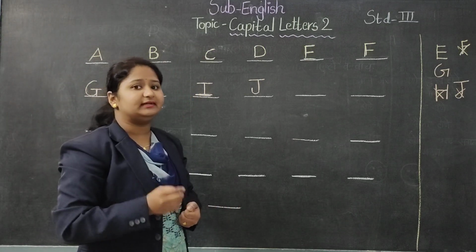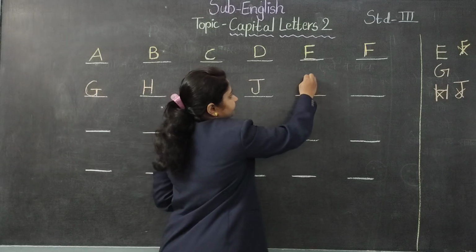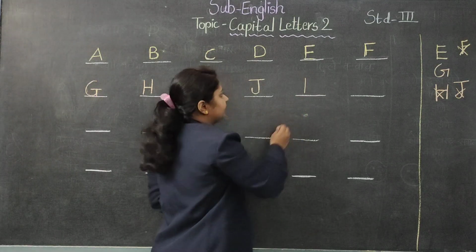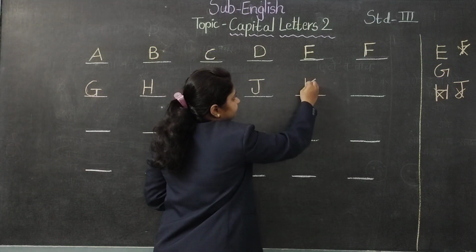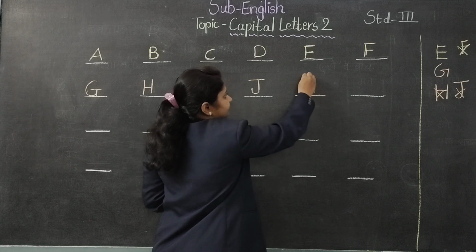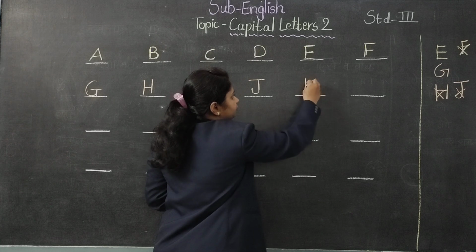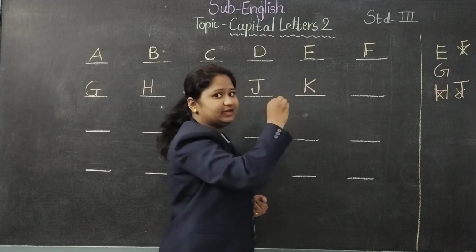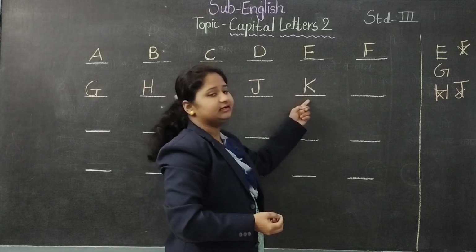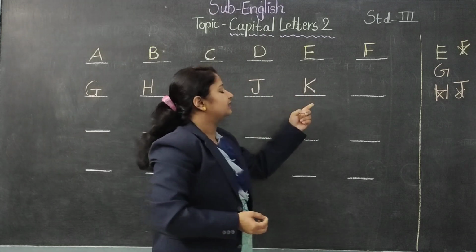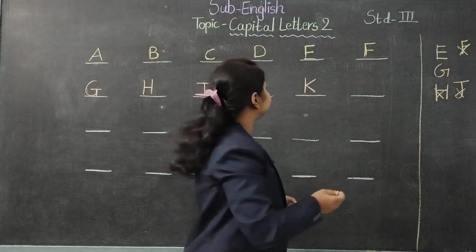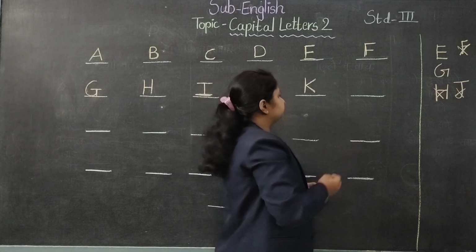Now we move to the letter K. First the standing line, okay, then the slanting line and then line number 3. Let's see, line 1, line 2 and line 3 and our K is done. We have done till letter K. Now we will move forward to letter L.